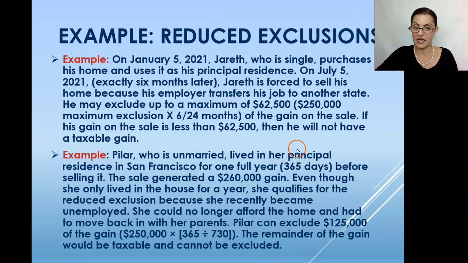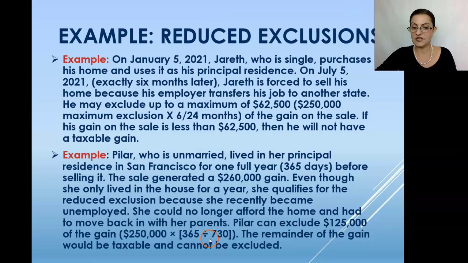365 days exactly. So in this case, you would multiply the maximum exclusion, which is 250,000, by 365 days divided by 730 days. So this is a very easy example, right? Because 730 is just 365 multiplied by 2. Just realize that most of the time it's not going to be exactly a year. It's going to be like 75 days or 128 days or whatever. Sometimes you're going to have to count the days.